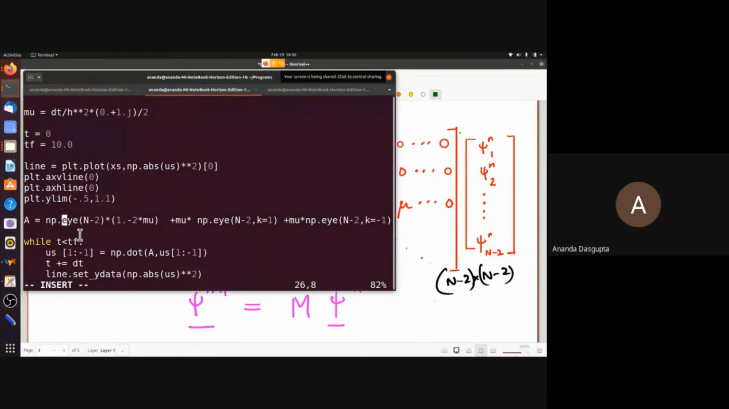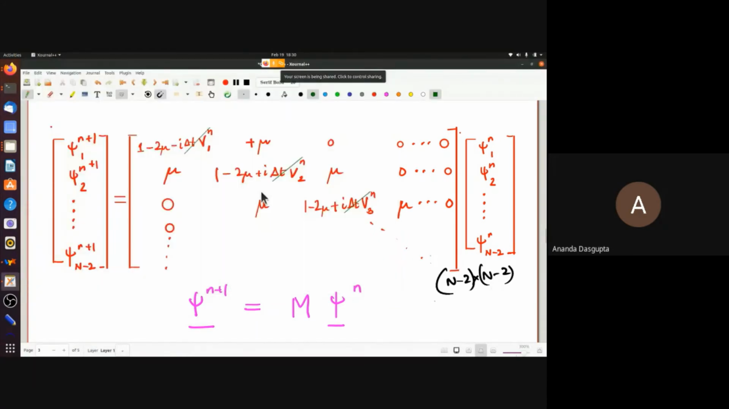So I need an n minus 2 dimensional identity matrix, multiplying that by 1 minus 2 mu, right? That's what you needed. Then you take the n minus 2 dimensional identity matrix with k equal to 1, which means shifted up once, multiply that by mu, and the same thing with k equal to minus 1, multiply that by mu, that gives me this matrix. Clear? Is that clear to everybody? This is simply how you produce this matrix.